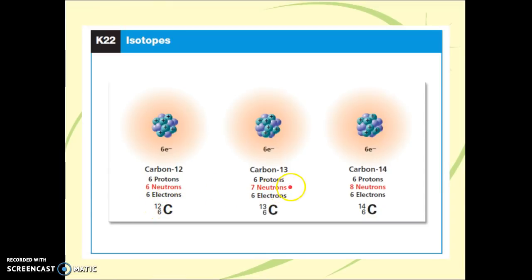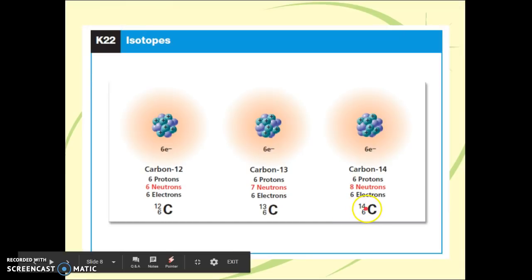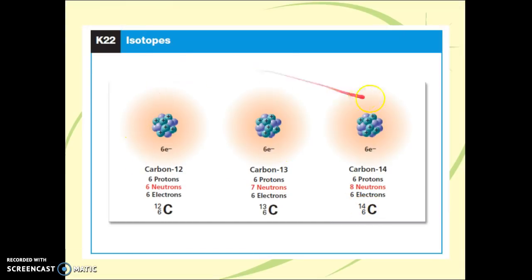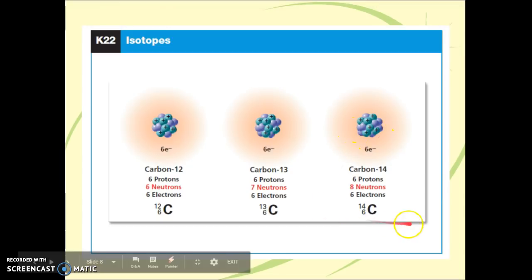Over here, we've got a carbon atom with 7 neutrons, which means its mass is going to add up to 13, making a carbon 13. And over here, we've got a carbon atom with 8 neutrons, making it carbon 14, with a mass of 14. Right? So all the same element here, but they're different isotopes of that element. So very important to know what an isotope is and understand what makes isotopes.